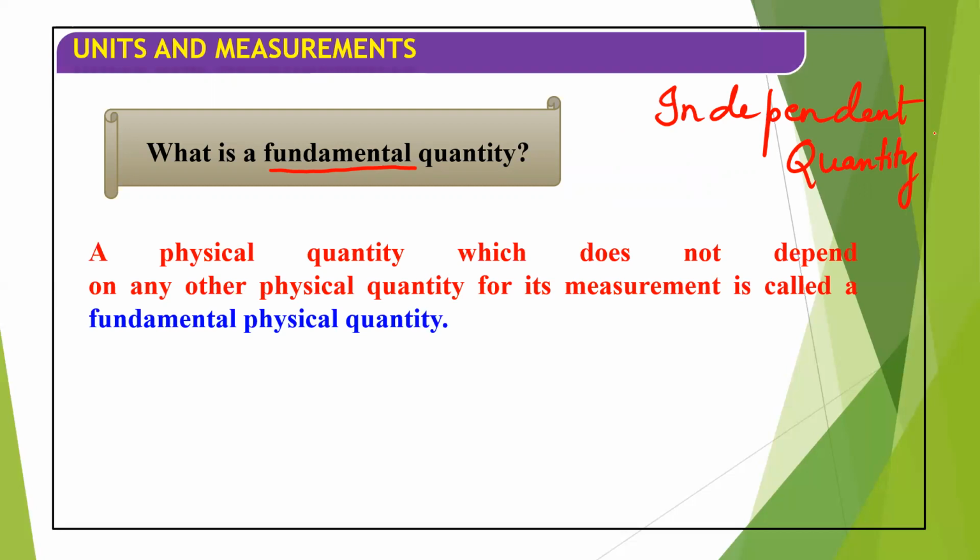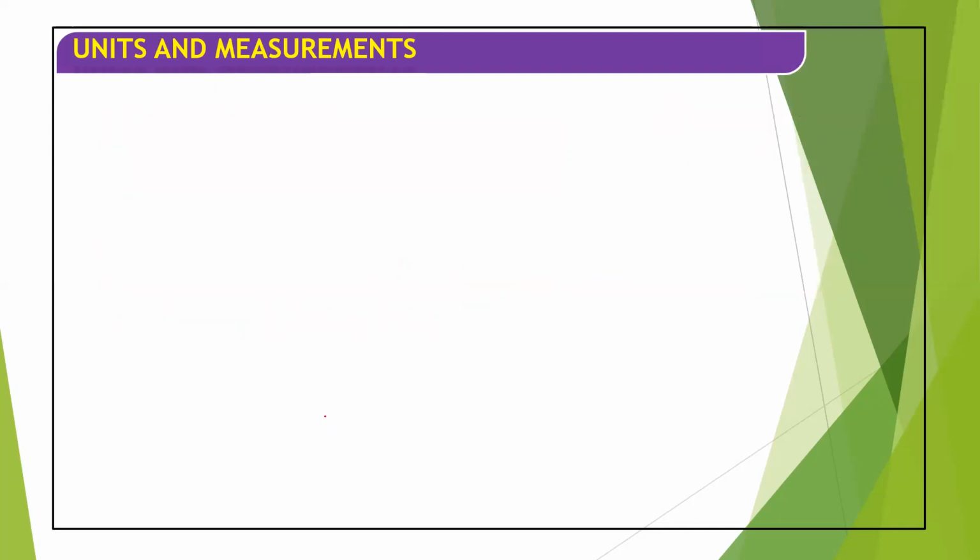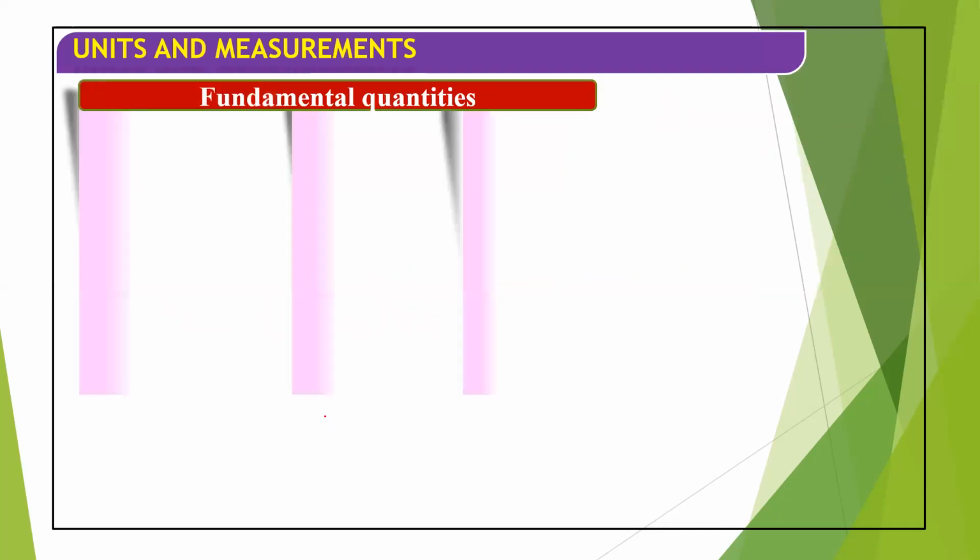So what is a fundamental physical quantity, my dear students? A physical quantity which does not depend on anyone. It's an independent quantity. Such quantities are called fundamental physical quantities. I hope the concept is clear. Let's move ahead. This is a very, very important question. There are 7 fundamental quantities. Let's have a look right now.